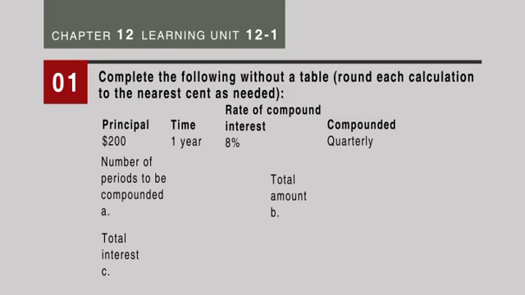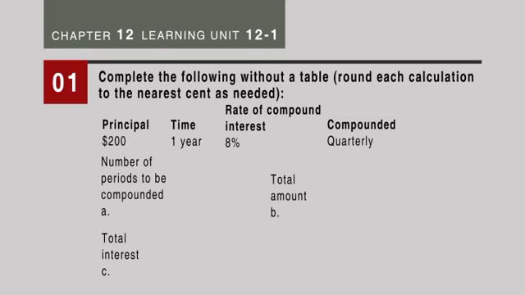Welcome to Chapter 12, Learning Unit 12-1. We're going to start off by calculating without using a table, and we're going to be rounding each calculation to the nearest cent. So what we've been given is the principal of $200, the time is 1 year, rate of compound interest is 8%, and we're compounding quarterly.